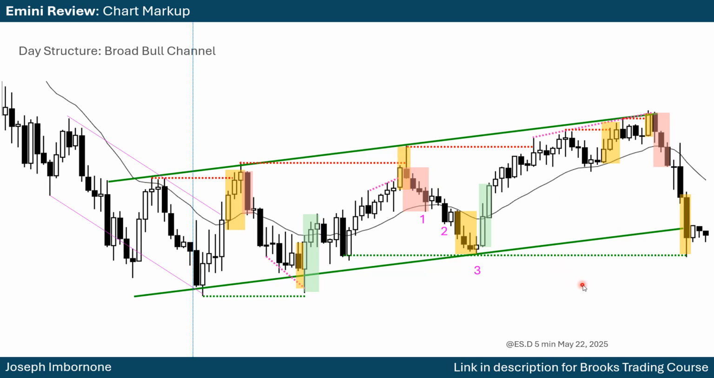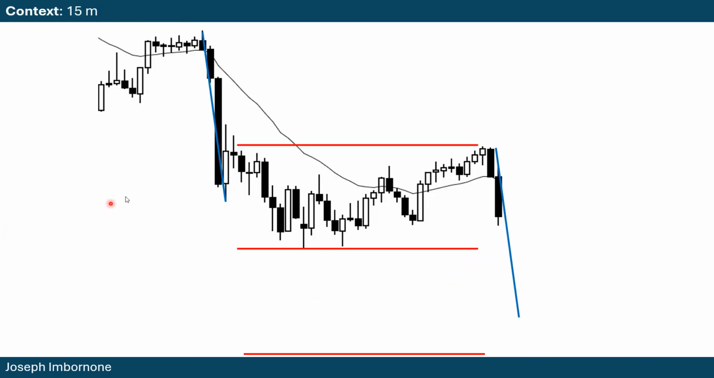And I'll show that on the 15-minute chart here. So here's the 15-minute chart. This was yesterday. And I apologize for yesterday. I made a video and I just can't upload it for some reason. I still can't upload it.